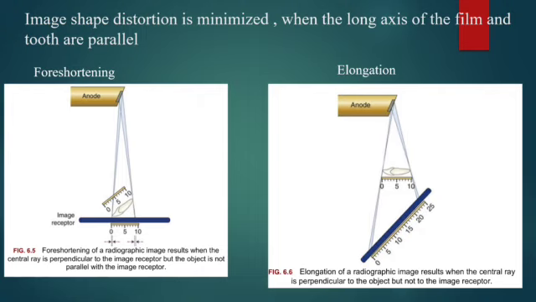Okay. Here the central X-ray beam is perpendicular to the image receptor, but the object is not parallel to the image receptor. The resulting image is distorted because of the unequal distance of the various parts of the object from the image receptor. This type of shape distortion is called foreshortening because it causes the radiographic image to be shorter than the object. When the X-ray beam is oriented at right angles to the object but not to the image receptor, this results in elongation, with the object appearing longer on the image receptor than its actual length.